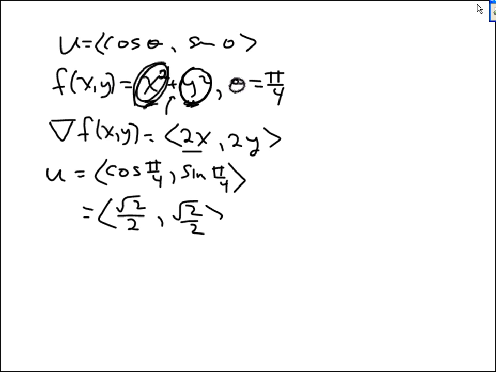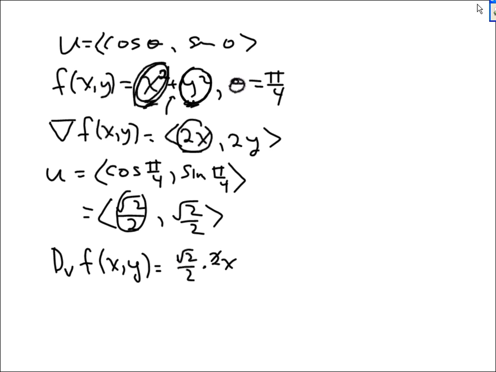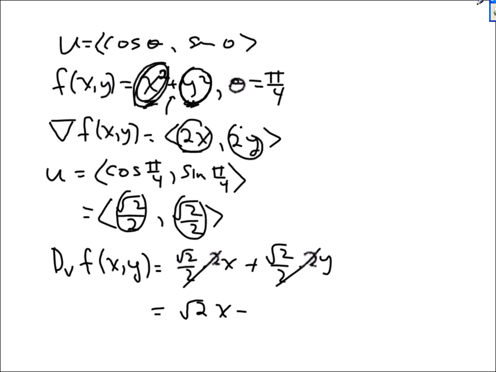That's u. So the directional derivative in the direction of v of f of xy is the dot product. It's this times that. The square root of 2 over 2 times 2x. The 2's cancel, plus the product of those two expressions. Again, the 2's cancel. So you get square root of 2 x plus square root of 2 y. If you factored out the square root of 2, you get the square root of 2 times x plus y.